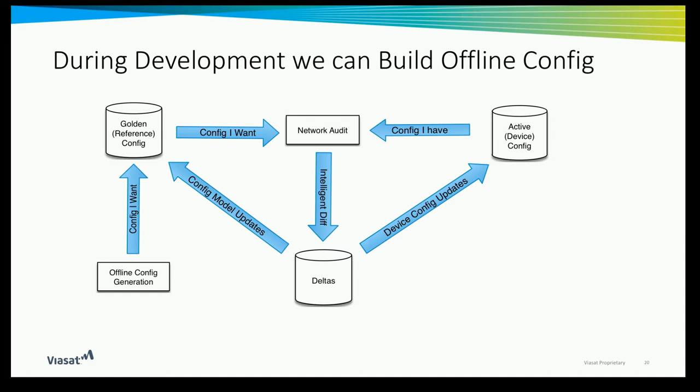If we are developing some new model, maybe some new parameter that we haven't had support for before, we're able to work on that new model offline. So we'll generate offline configuration, and in this way we can examine what our golden configuration would look like without actually interacting with a device. It just makes developing those models a little more efficient.